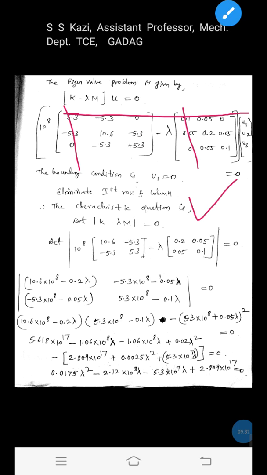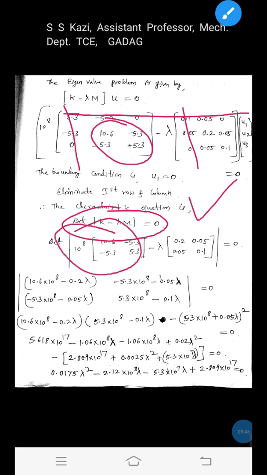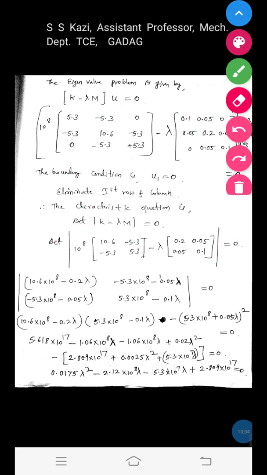To calculate the eigenvalues, the characteristic equation is given by determinant of k minus lambda m is equal to 0. You write k minus lambda m. You write the k matrix only this much term, after eliminating the first row, first column. Determinant of k: 10 raised to 8 into 10.6, minus 5.3, minus 5.3, 5.3, minus lambda into only this much term of the m matrix you write: 0.2, 0.05, 0.05, 0.1. This determinant is equal to 0. K minus lambda m is equal to 0 once you write.